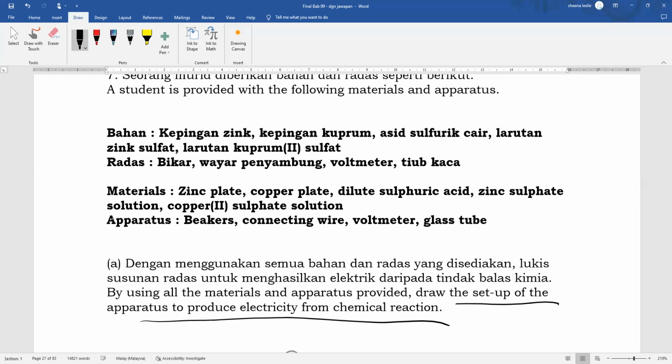Voltaic. Correct, it's a voltaic cell. A voltaic cell is also called a chemical cell.